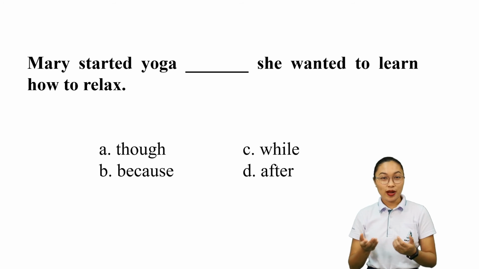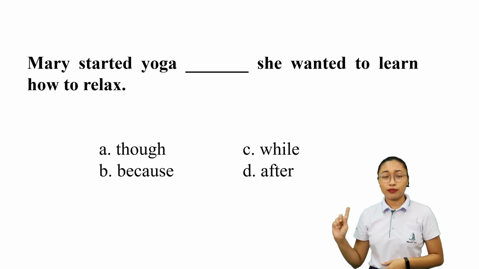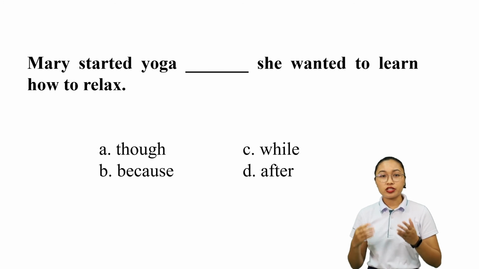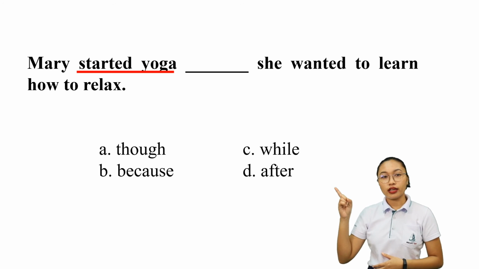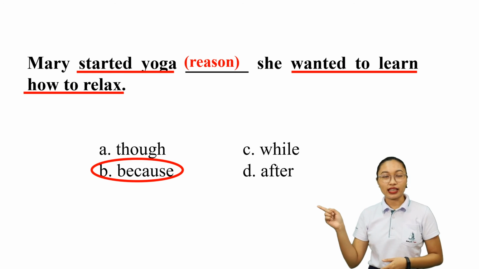Let's apply the strategy. First, Mary started yoga, blank, she wanted to learn how to relax. A, though; B, because; C, while, or D, after. Understanding the relationship of the two clauses here, started yoga and wanted to learn how to relax, which explains why the first clause happened, we can say that the conjunction should introduce a reason. Obviously, the correct answer is letter B, because.